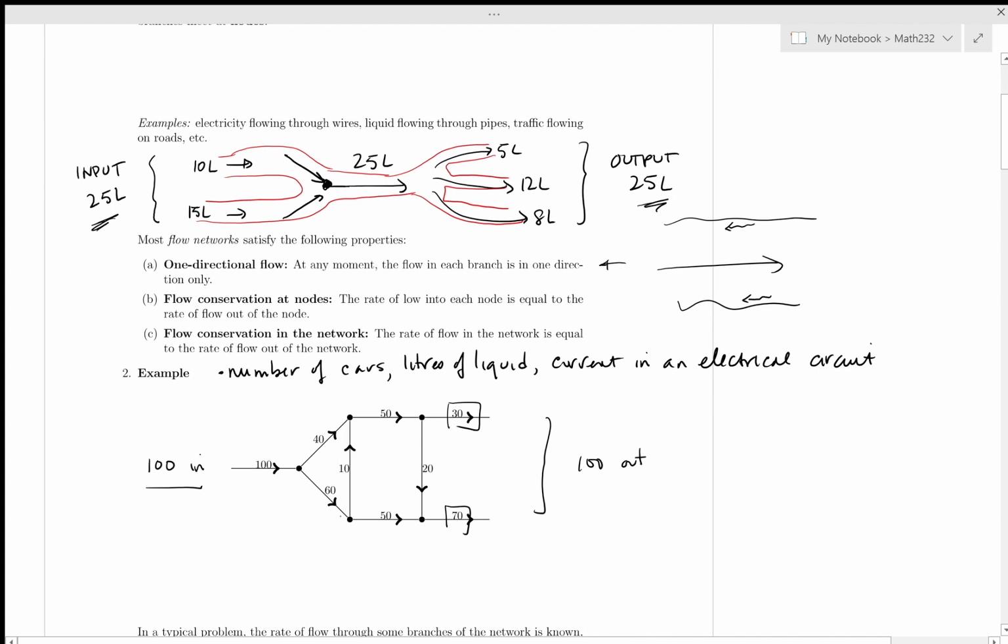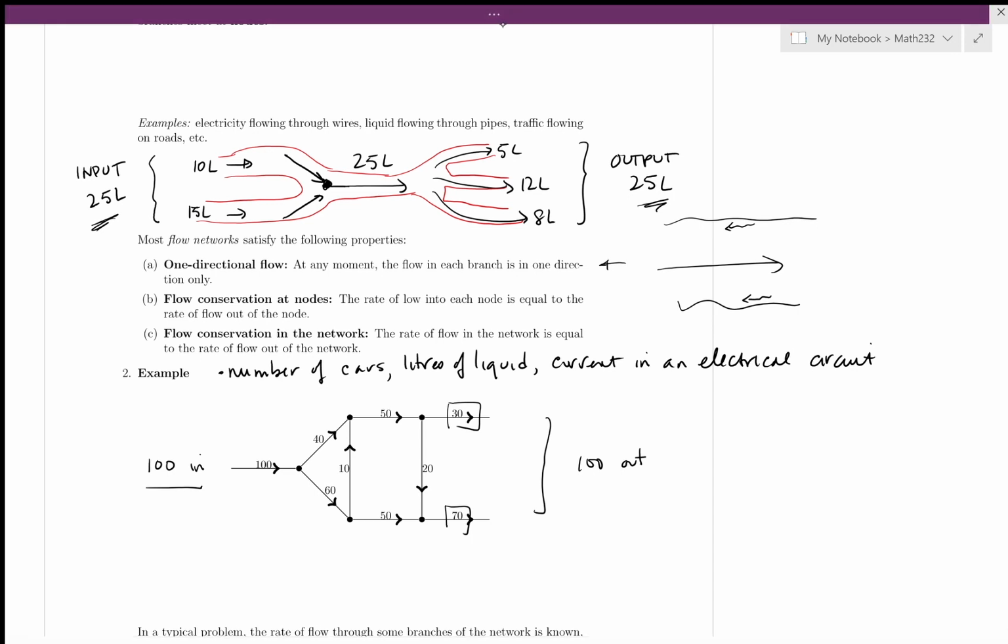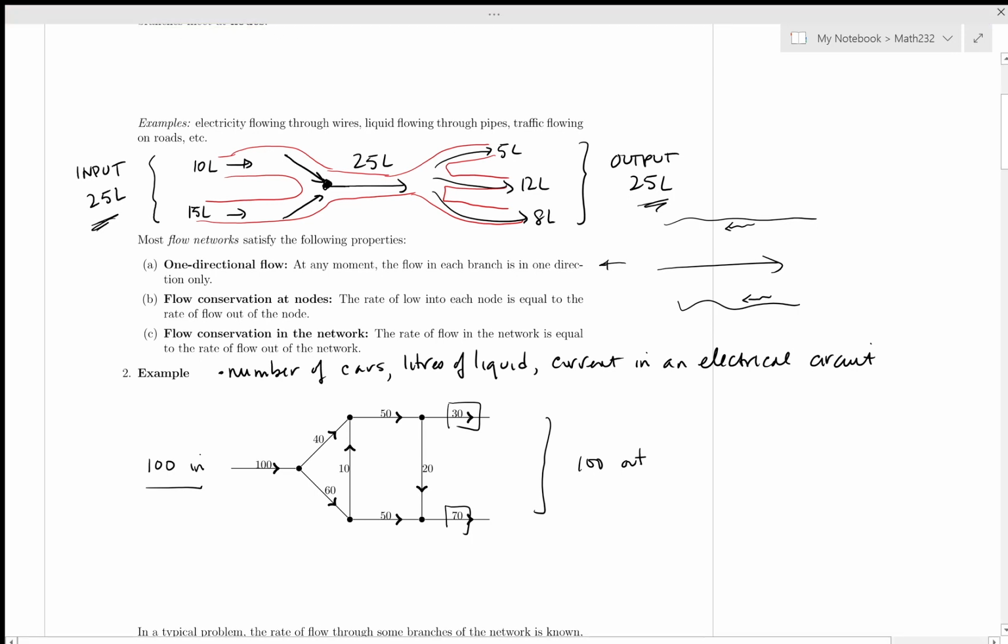And then you could check at each one of these dots, which we are calling nodes. For example, at this node here, given by the arrows, you have 60 of something coming in, and you have 10 and 50 going out. So you have 60 in, and then you have 10 plus 50 out, so that's 60. At each one of the nodes that will happen. That's what we're calling the flow conservation at the nodes.